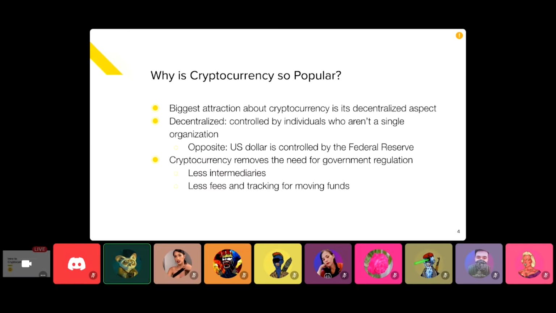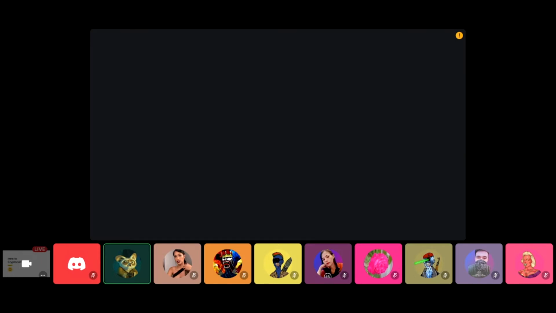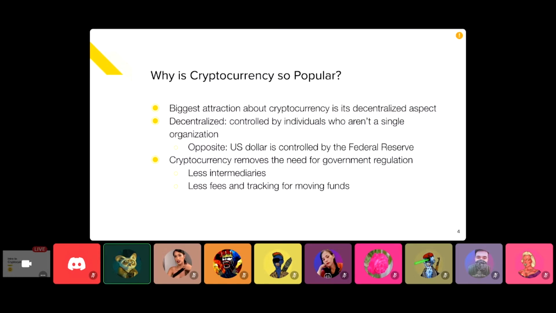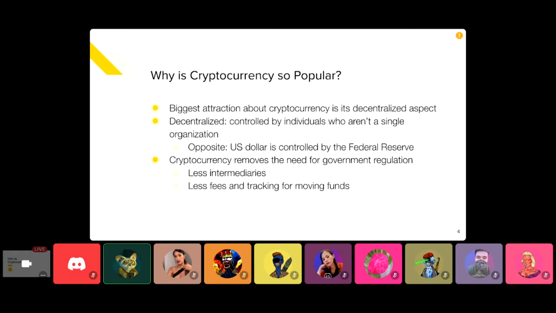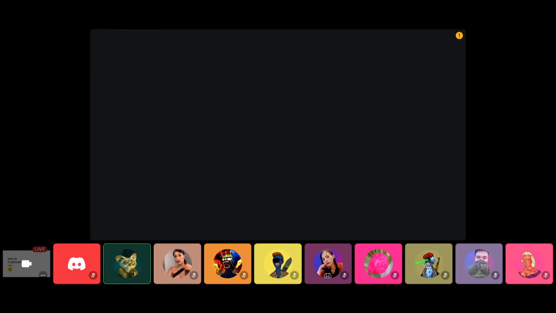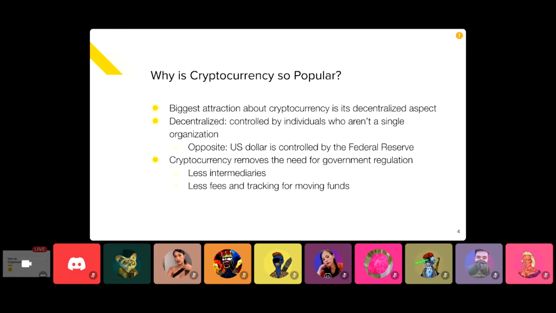So what happens is that you have fewer intermediaries, and intermediaries are the middlemen inside a transaction. For example, in a bank transfer or a credit card transfer, a bank goes through that transaction, and that bank has to approve and track it. In cryptocurrencies, there are no intermediaries in that example. That means there are fewer fees and thus less tracking for moving funds throughout the international system, as well as domestically and even friend to friend.